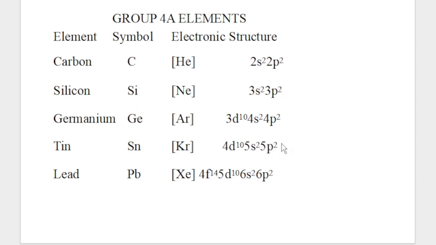Now let's consider your group 4 metals. The elements of group 4 include carbon, silicon, germanium, tin, and lead. However, the only metals amongst them are tin and lead.